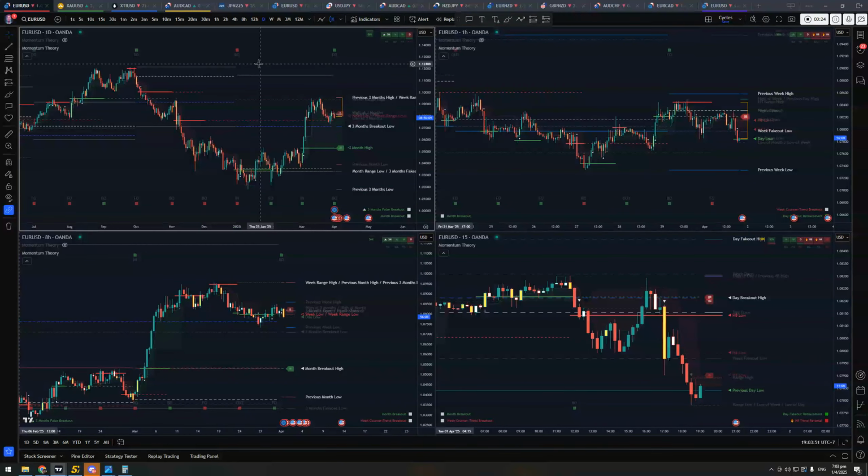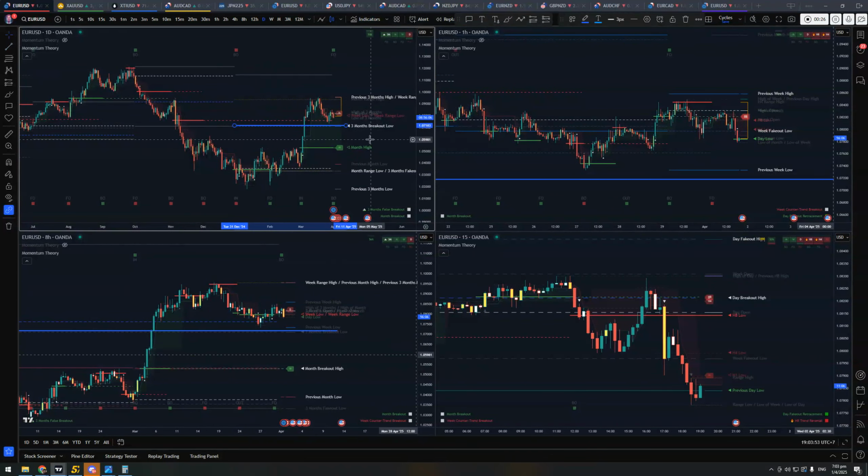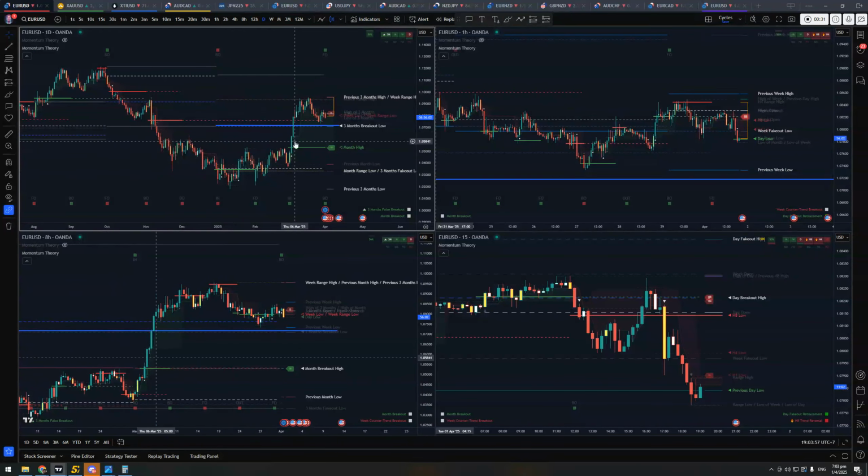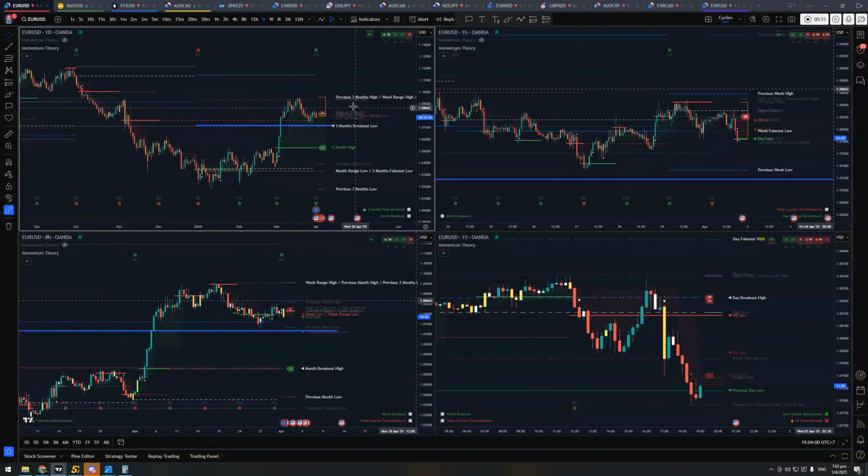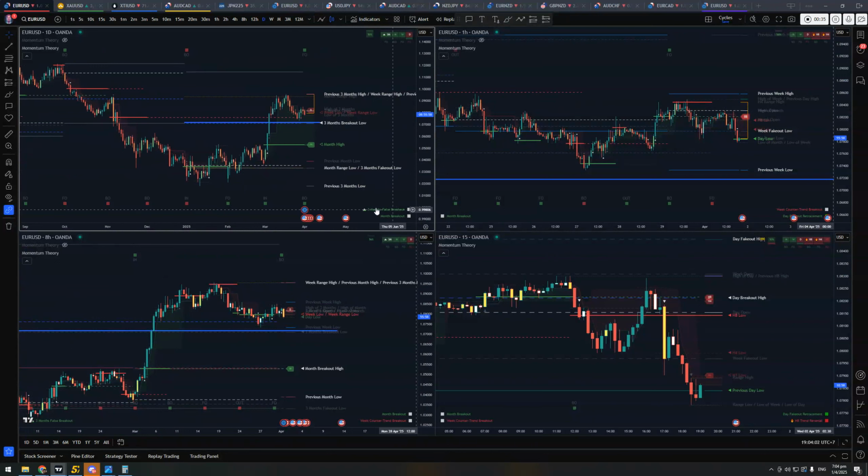3-month traders, here's the breakout bar. Here's the breakout level. We're below that breakout level, faked out the previous 3 months low. This is a breakout reversal, and then flipping that breakout level is a false breakout. So 3-month traders are in bullish false breakout.